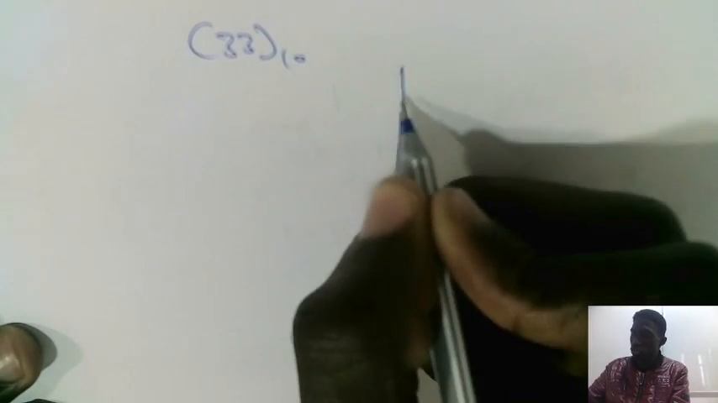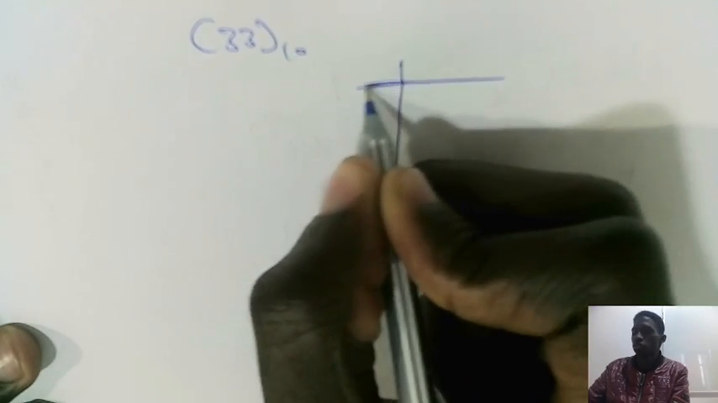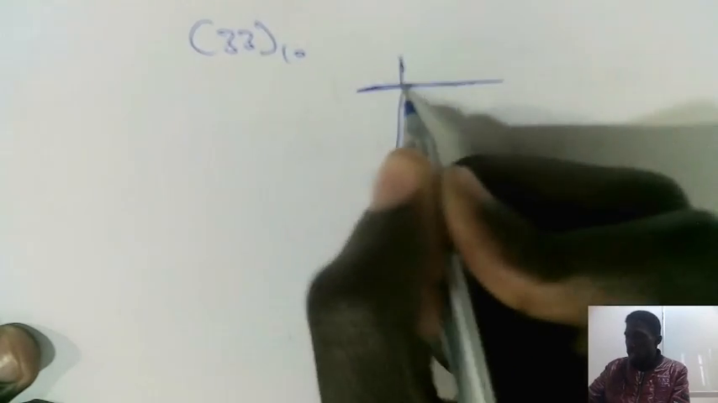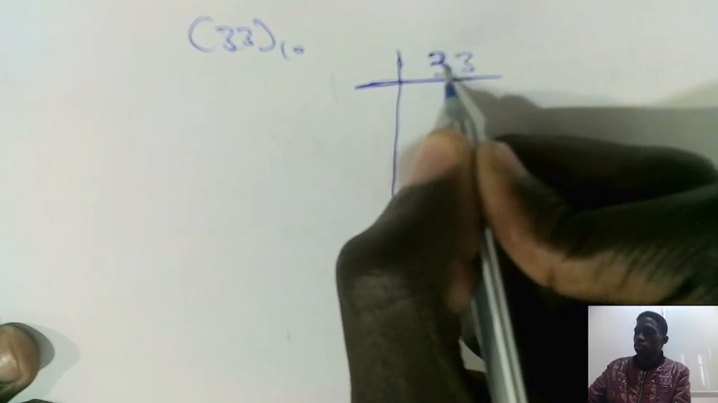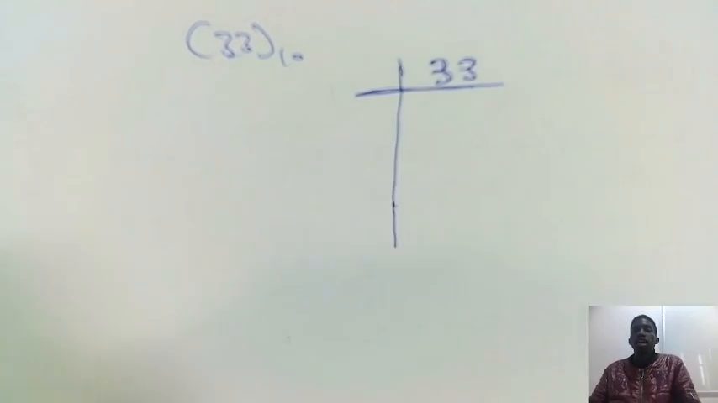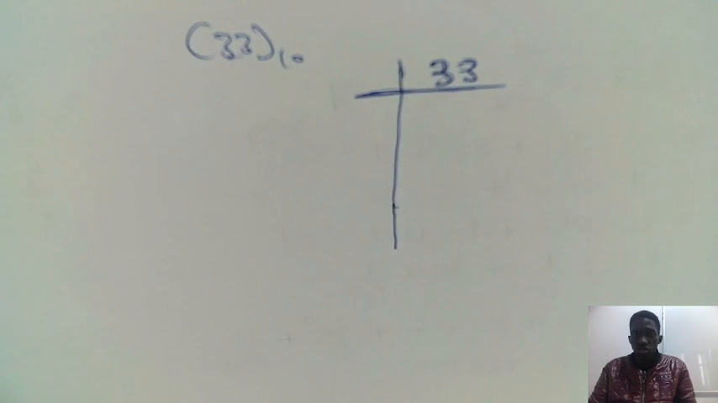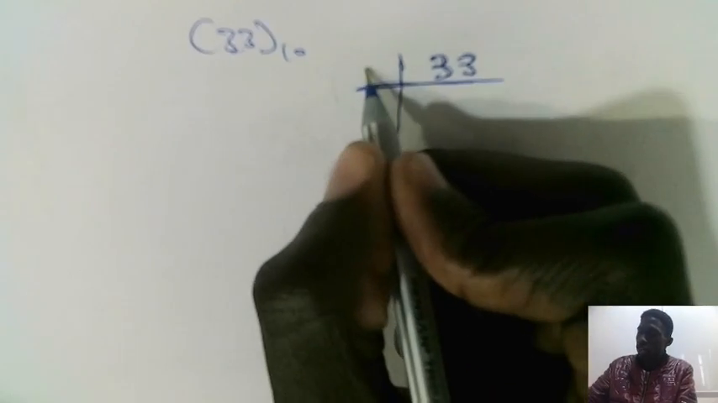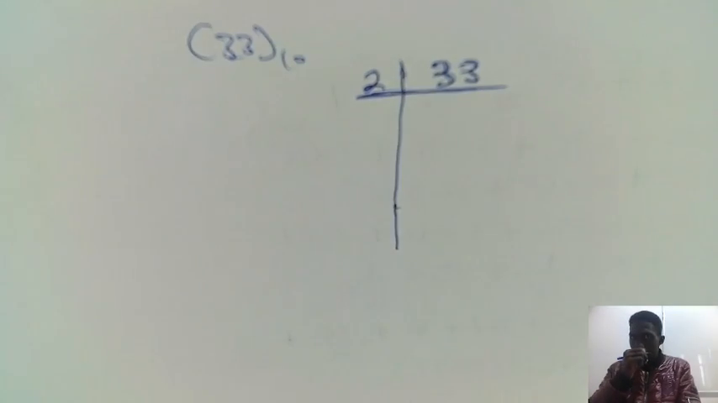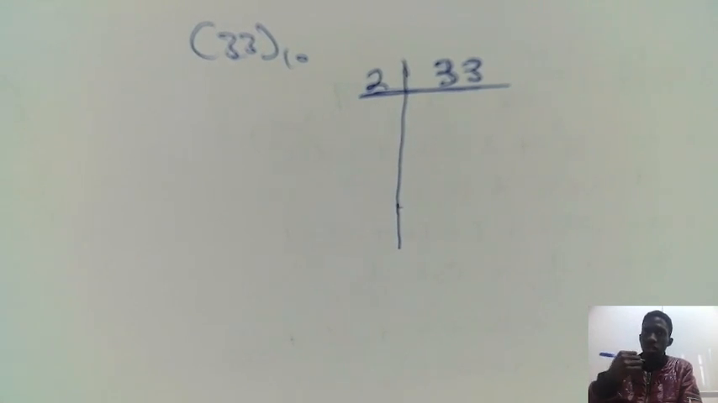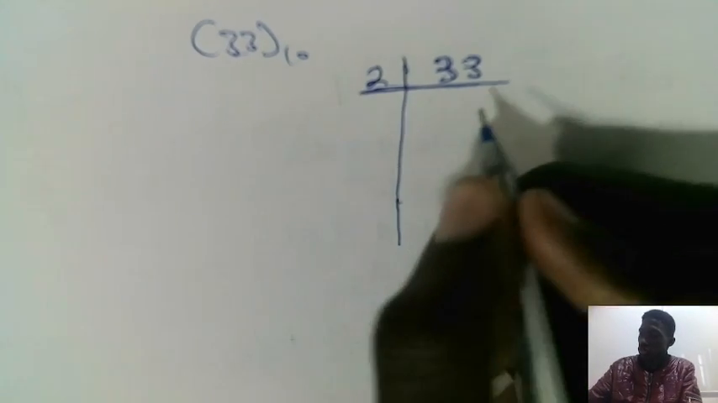So you want to draw a straight line, like a cross kind of, and put the number in base 10 here. Depending on your target base, is it base 8? Is it base 2? Is it base 16? You have to answer that question. In this example, it's base 2. So we're going to be dividing this number by 2 until we get 0, and we keep on dividing until we see 0.